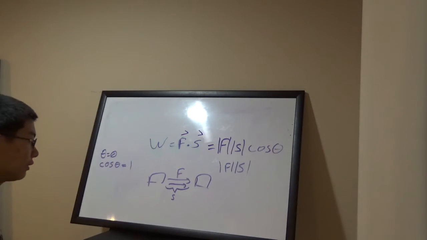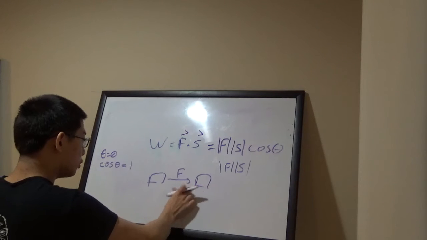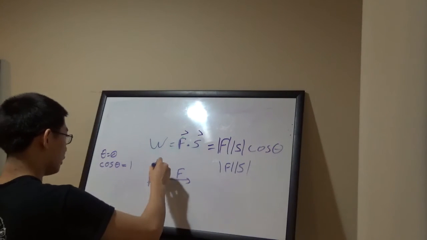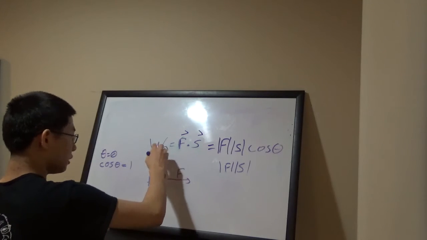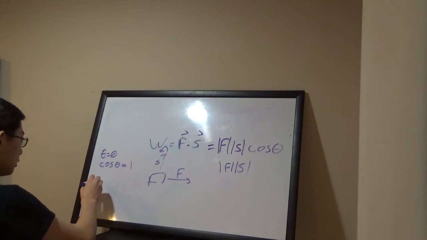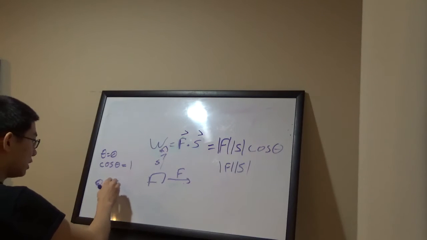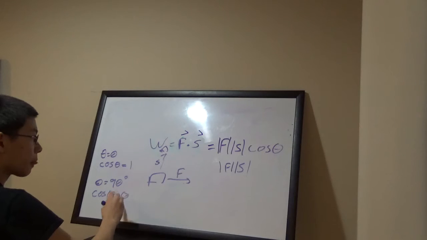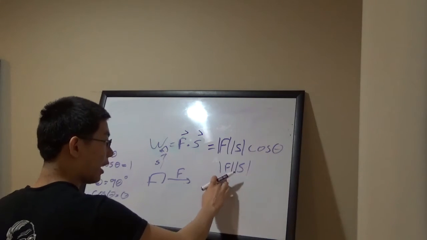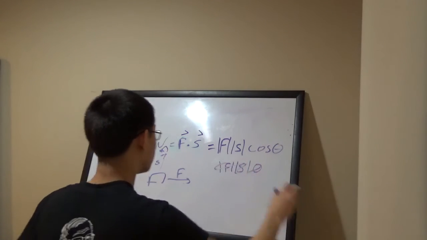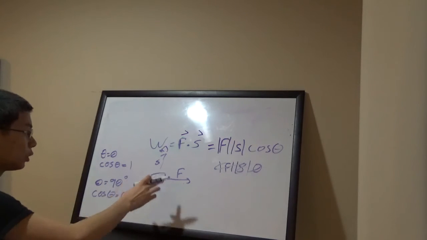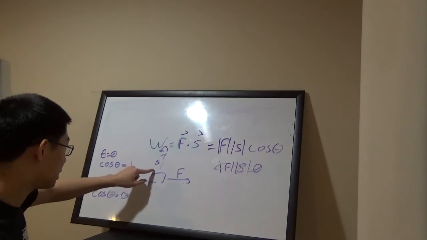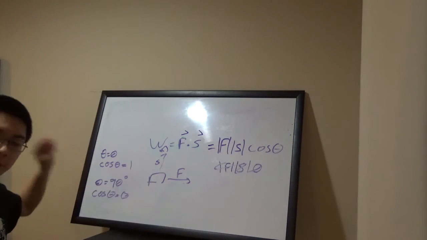Now, what if instead our box somehow moved perpendicularly? Instead of moving in the same direction, we move perpendicular and move here. Here's our displacement. Well, when theta is equal to 90 degrees, our cosine theta is equal to 0. So we get magnitude of F times magnitude of s times 0. So the whole thing is 0. We have no work done if none of the force is in the direction of displacement.